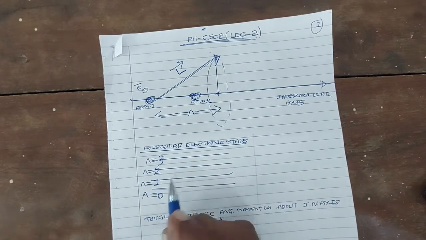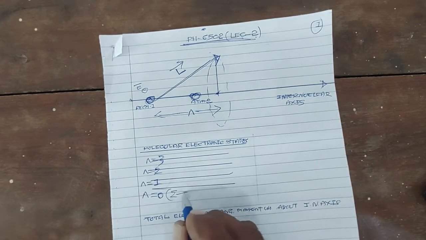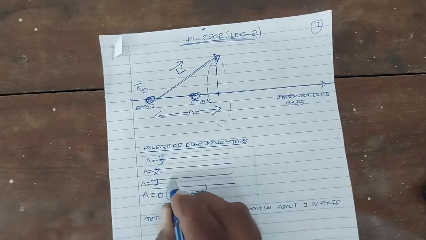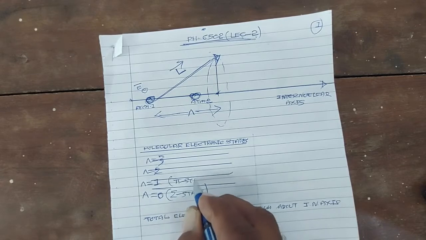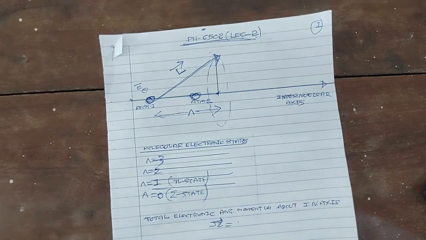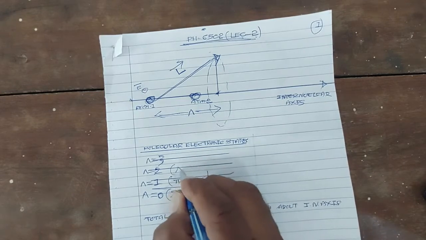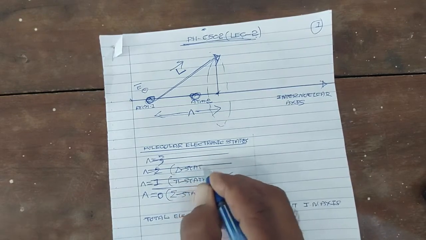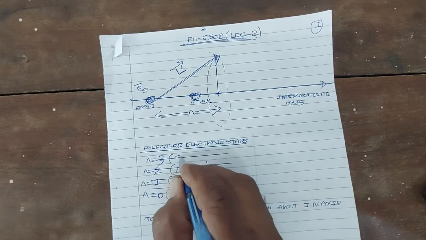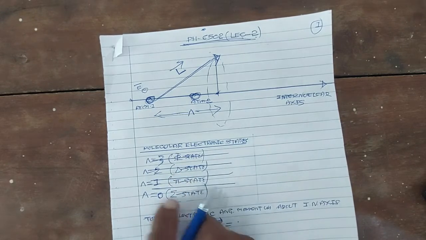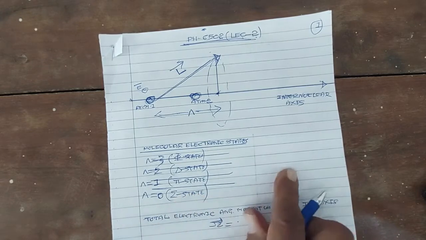When lambda is equal to 0, the molecular state is called sigma state, lambda is equal to 1 is called pi state, lambda is equal to 2 is called delta state, and lambda is equal to 3 is called phi state. So these are the different names of the molecular electronic states.